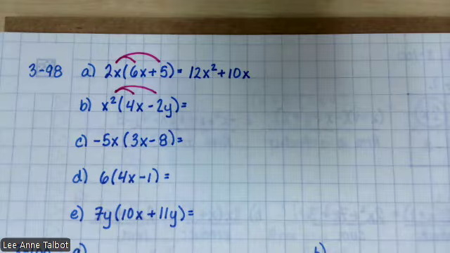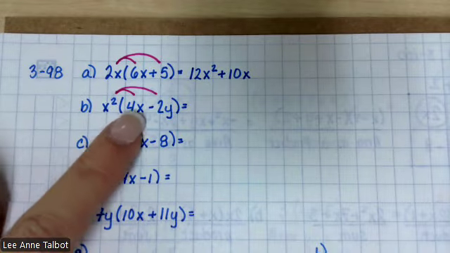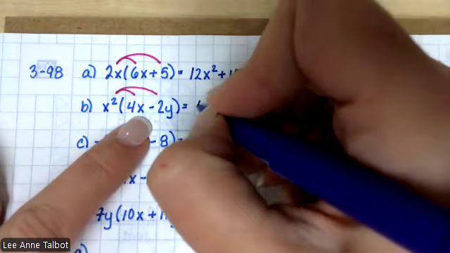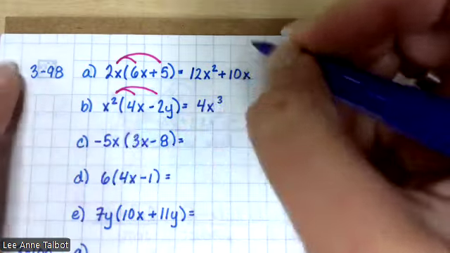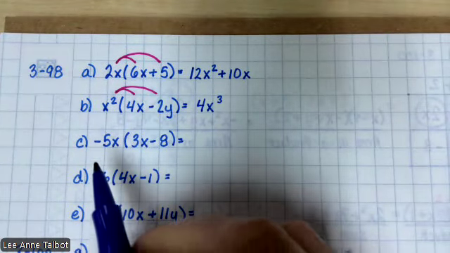Okay, now B is really spicy. I think B is the spiciest one of all of them. I don't know why they put it for B. They should have put it last, but whatever. What is x squared times 4x? Anybody know? 4x cubed, yeah. Because there's 2 here and 1 here, which makes it cubed.